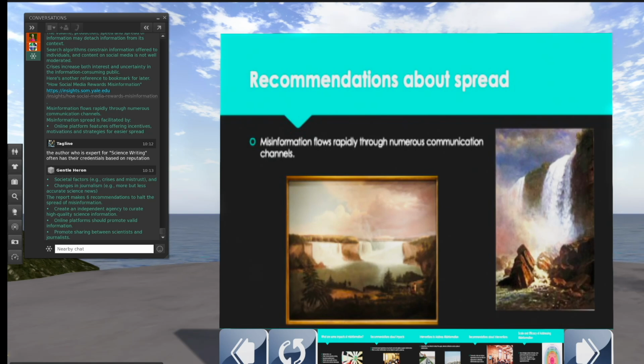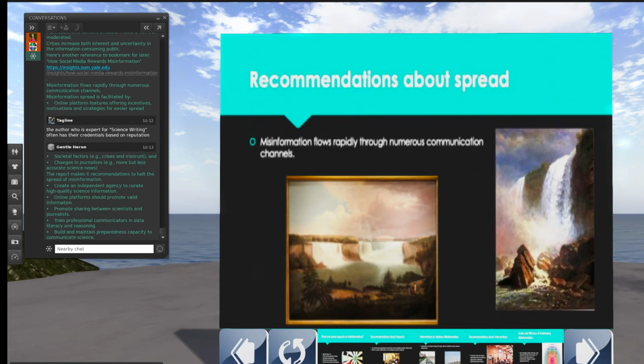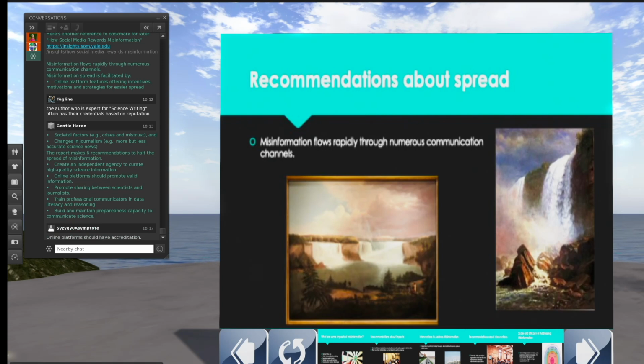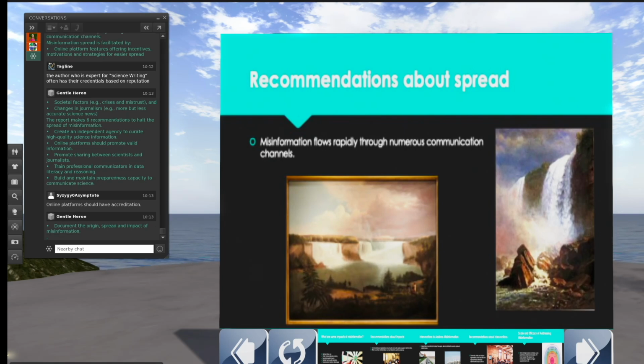Promote sharing between scientists and journalists. Train professional communicators in data literacy and reasoning. Build and maintain preparedness capacity to communicate science. Document the origin and spread and impact of misinformation.